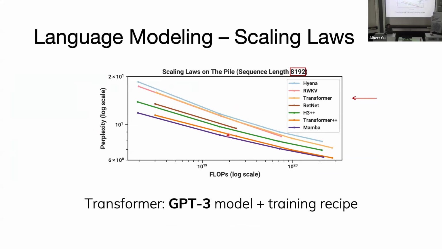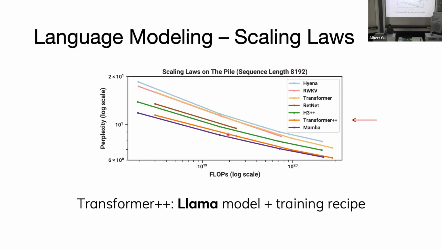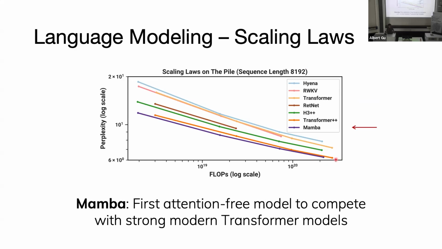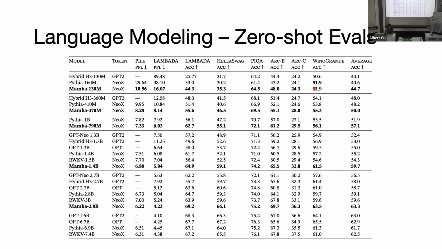And nothing had really matched a strong transformer until Mamba. A very modern transformer such as Llama is illustrated in orange here, and you can see that compared to other models, it always has better perplexity and scales better with larger model sizes. And Mamba was the first model that didn't use any attention at all that competed with strong modern transformers, including on some of these downstream evaluations, which I won't go into the details of here.